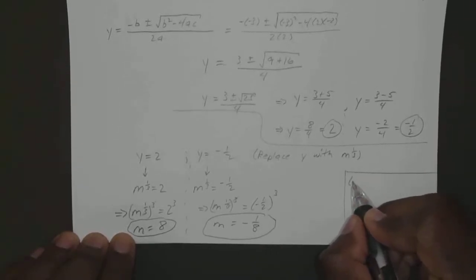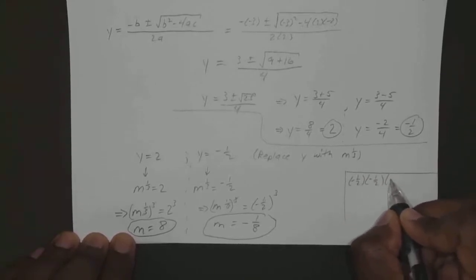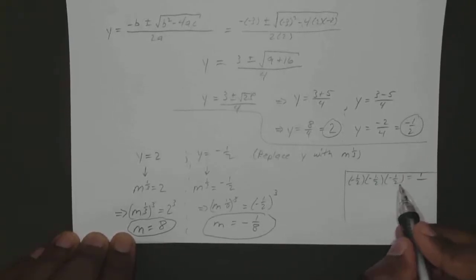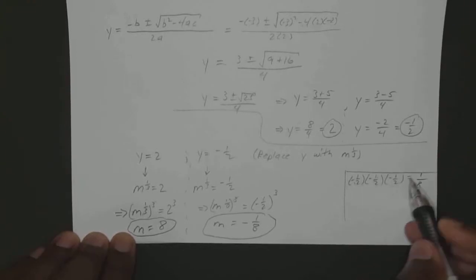And that's just because negative 1/2 times negative 1/2 times negative 1/2: 1 times 1 times 1 is 1, 2 times 2 times 2 is 8. Negative and negative is positive, and that positive times a negative is negative.